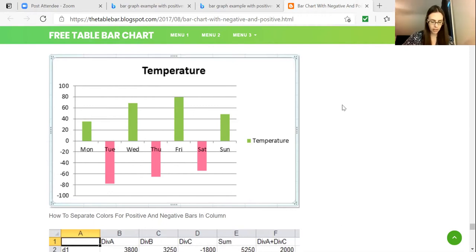But we could ask questions here as well and say something like, well, what is the hottest day? So our hottest day refers to the highest temperature. That would be positive. So in this case, Friday would be the hottest day, right? It has the highest or the tallest bar going in the positive direction.